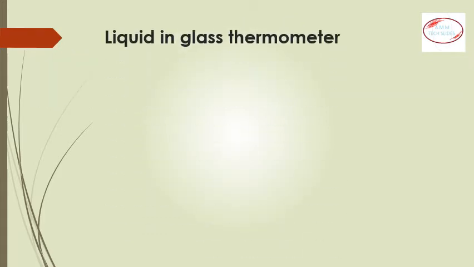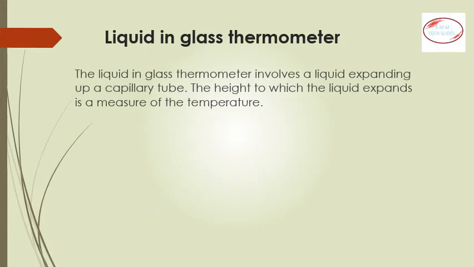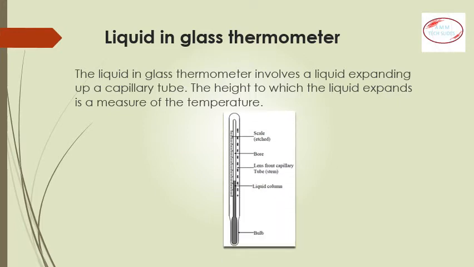Liquid in glass thermometer. This is very common in our laboratories. It consists of a capillary tube and a bulb. So the height to which the liquid expands is the measure of the temperature. The common liquids used are mercury and alcohol.